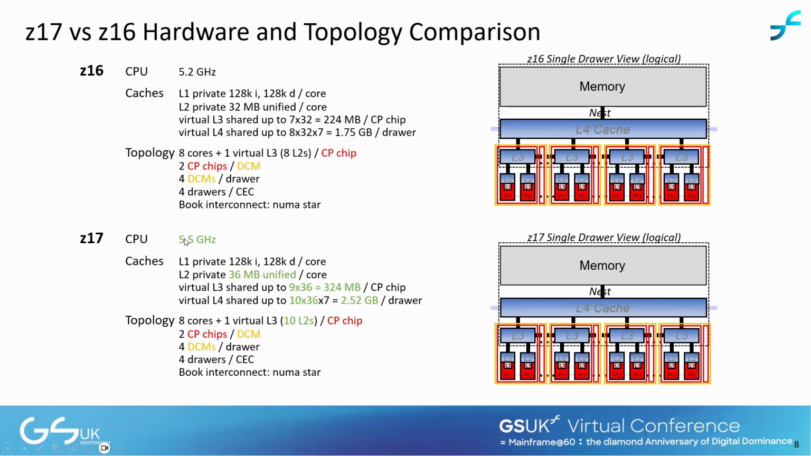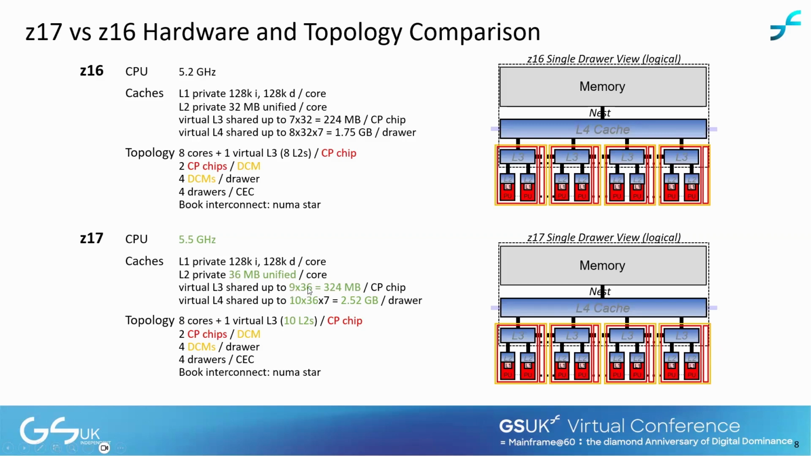And then I highlighted in green on the Z17 things that are bigger or faster or generally improved relative to the previous generation. So again, 5.2 gigahertz for the core, now 5.5. The level 2, each one was 32 megabytes. Now each one is 36 megabytes.